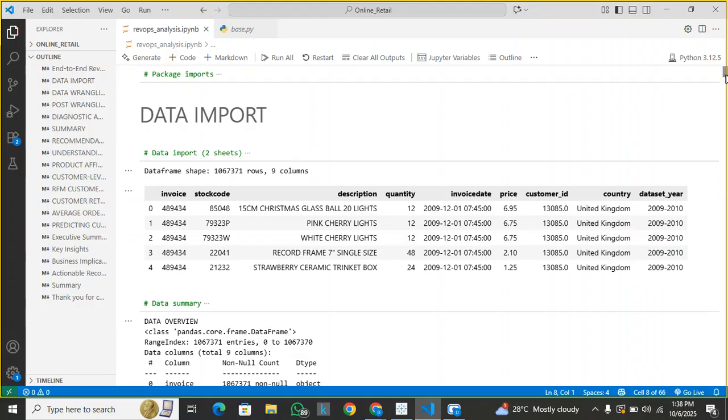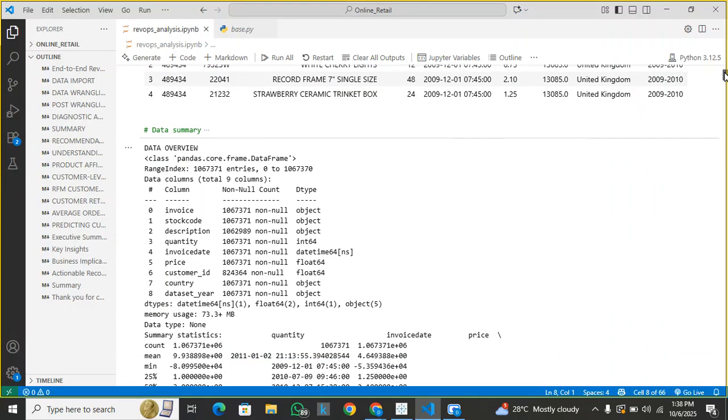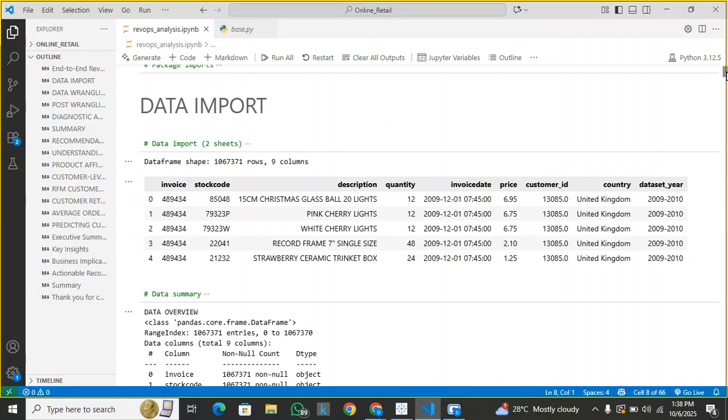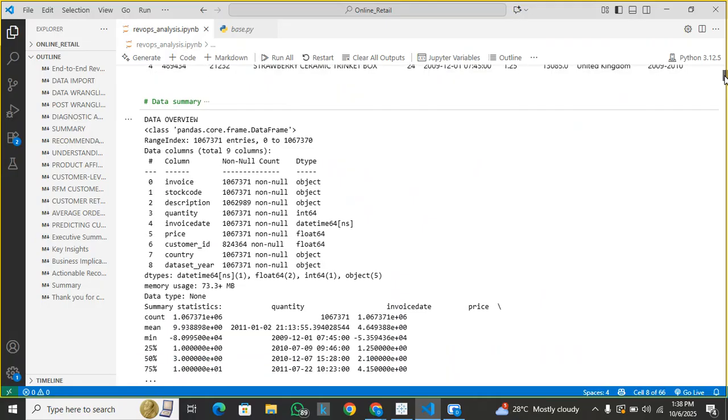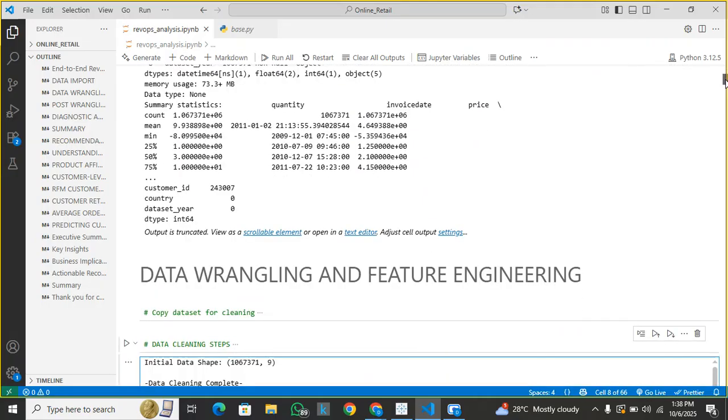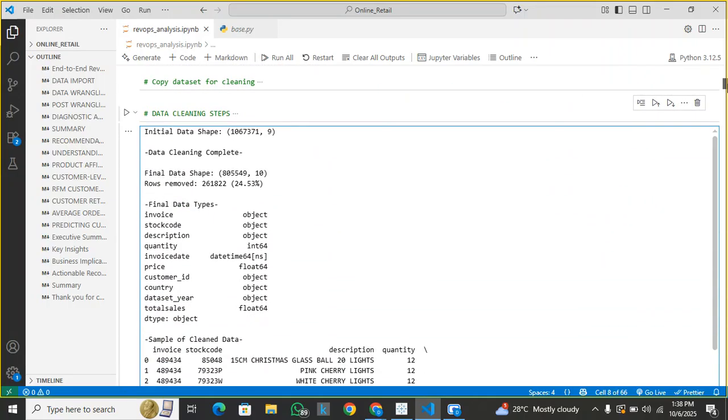Before carrying out data cleaning, I looked at the data set structure, the data types, and the features within the data set. And then after carrying out data cleaning, I am left with 805,000 rows and 10 columns, one additional column.